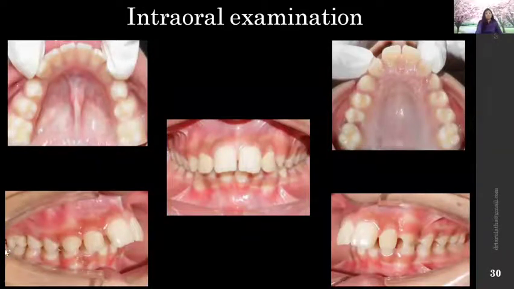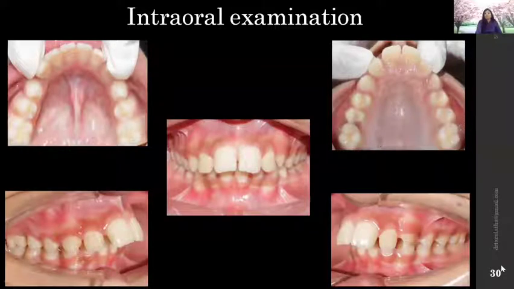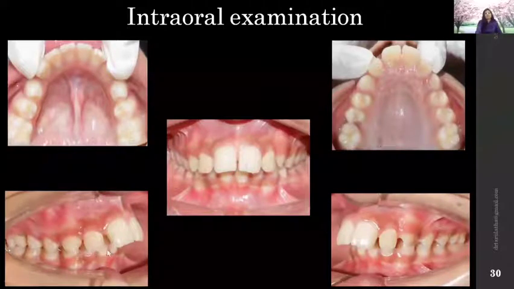In occlusion, you give more importance to the molar relation. It is a class 2 molar relationship. This looks like an end-on molar relationship, and you have an end-on canine relationship here. Same here, end-on canine relationship. Along with that, the overjet seems to be increased. It is around 10 millimeters.